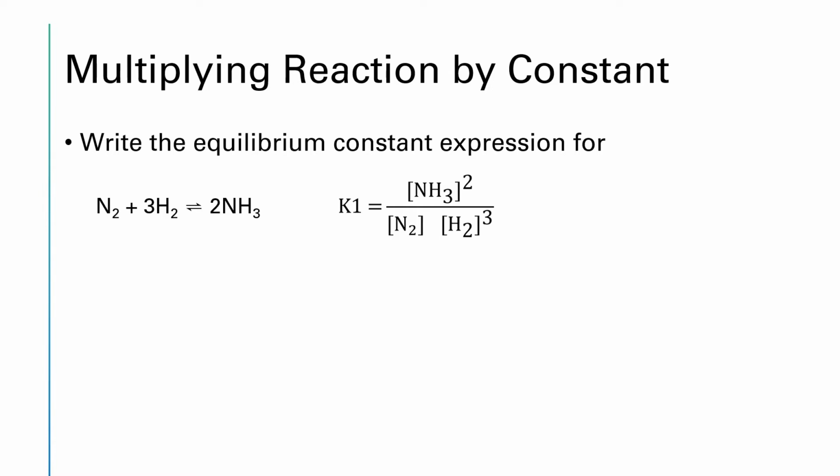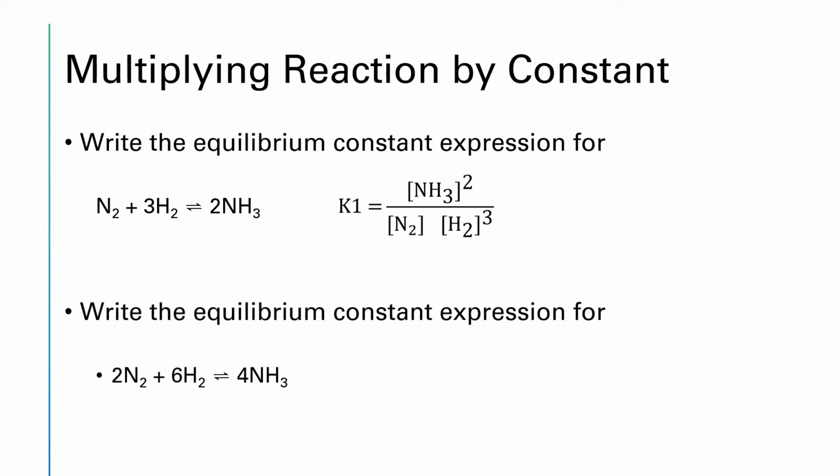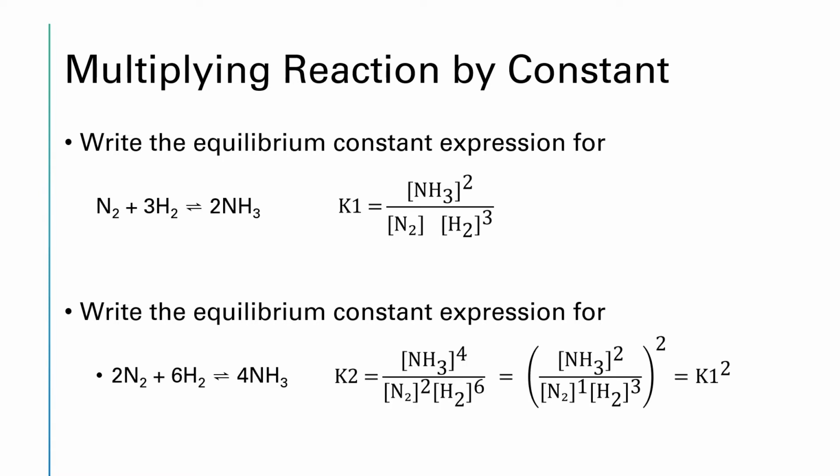Now, let's imagine that for a Hess's law type problem, we needed to multiply all of the coefficients in this equation by a constant. So say we multiply them all by 2, and we now have 2 nitrogen plus 6 hydrogen in equilibrium with 4 ammonias. Well, if we go to write the equilibrium constant expression, the chemicals are the same, but the exponents are different now. We're going to have ammonia raised to the 4th power instead of squared, and nitrogen is now squared, and hydrogen's now to the 6th power.